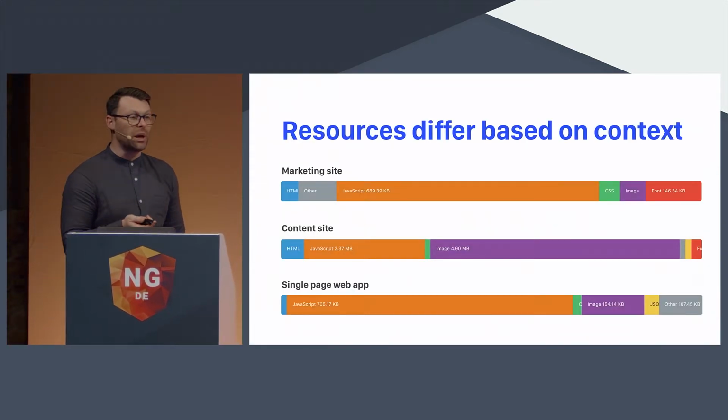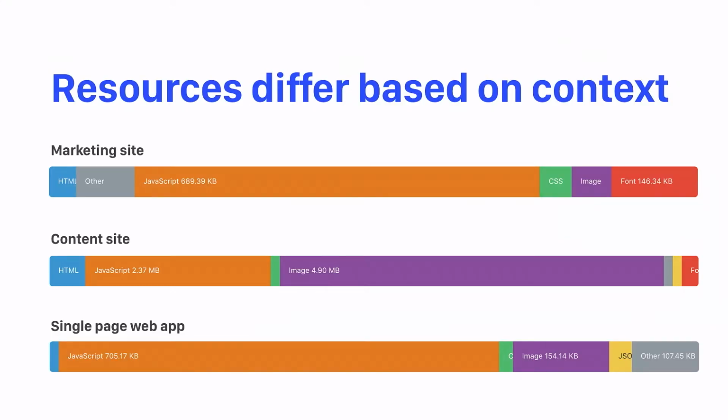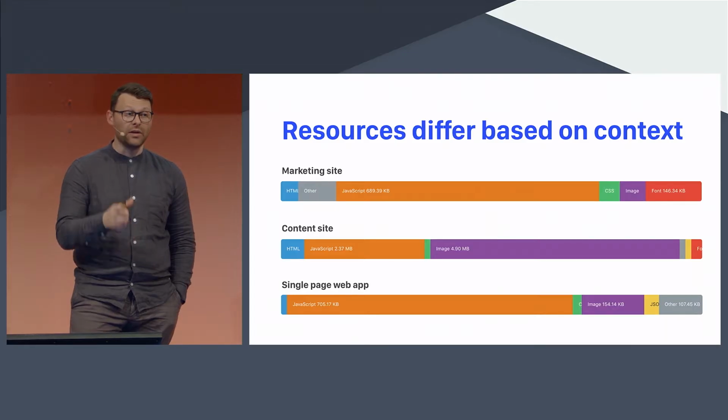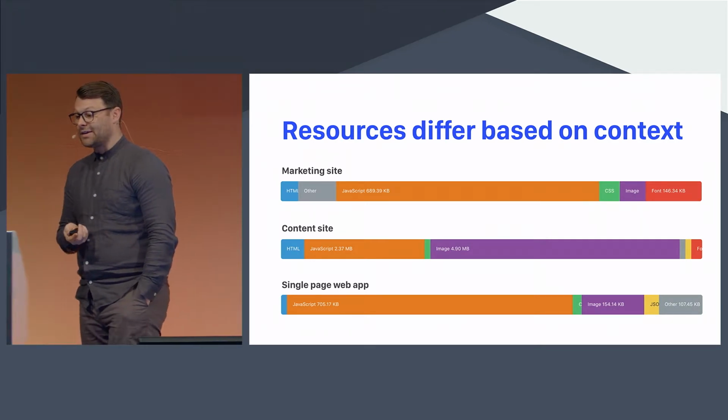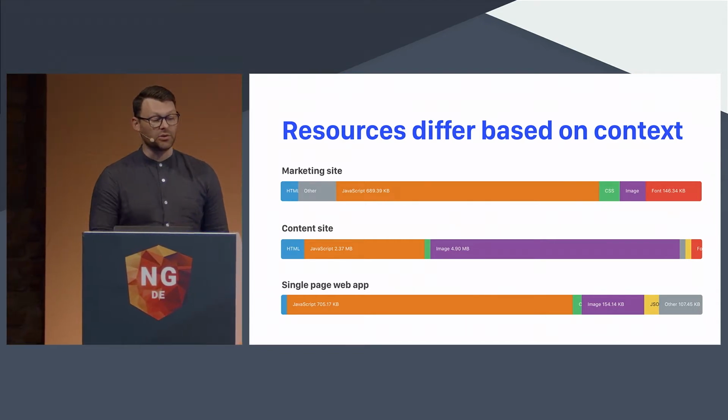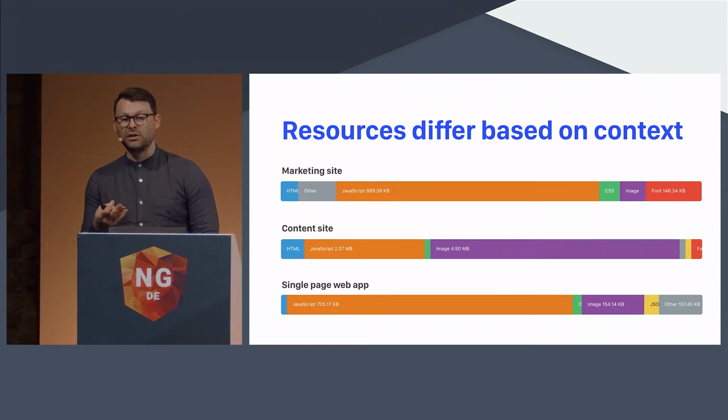Resources do differ based on context, though. So when I looked at stats of just a marketing site, I think it was stripe.com, we can see that they're shipping quite a bit of JavaScript, a little bit of images, and they're using some web fonts. But when we look at a content site, so a site that serves recipes and has lots of photos, they're serving nearly 5 megs of imagery. Most of the imagery not visible on the main viewport at any given time. And then if we're looking at a single-page web app, again, we've got a lot of JavaScript and a little bit less images. So depending on the industry that you're in or the type of site that you're building, the types of requests might be a little bit different.